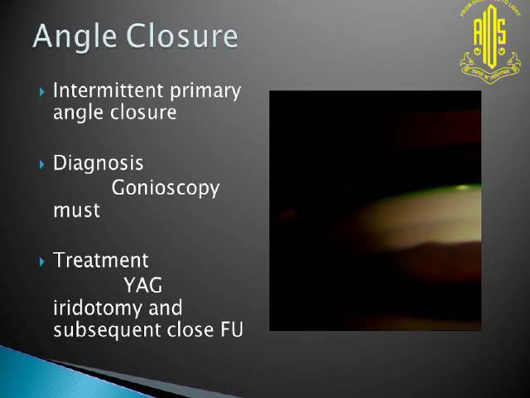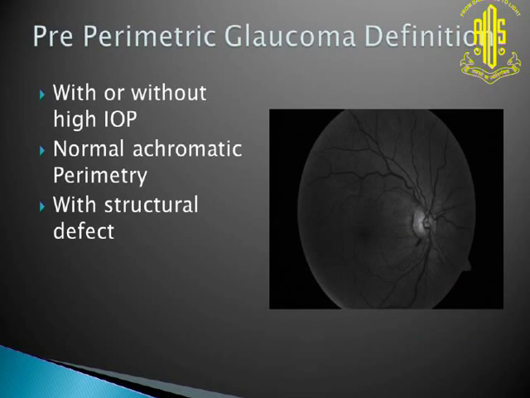The second important condition is the angle closure suspect. You put the gonioscope and you will find that the patient has a narrow angle. And in these patients who are repeatedly having an attack of intermittent angle closure, you can find the blotchy pigmentation or scattered 1 or 2 synechiae. These patients must undergo the prophylactic peripheral iridotomy.